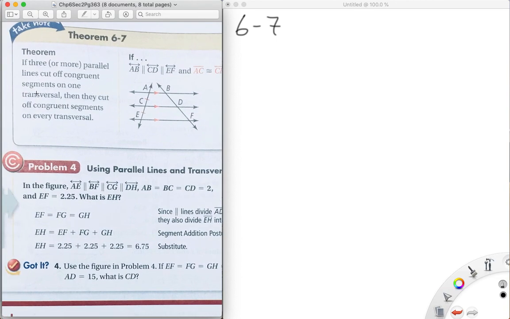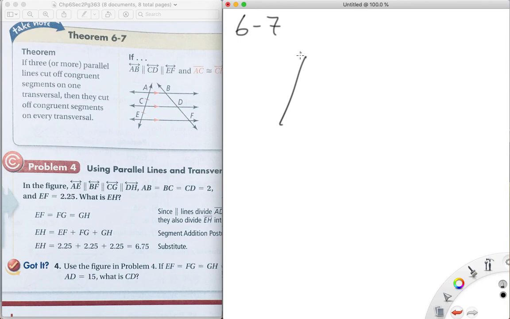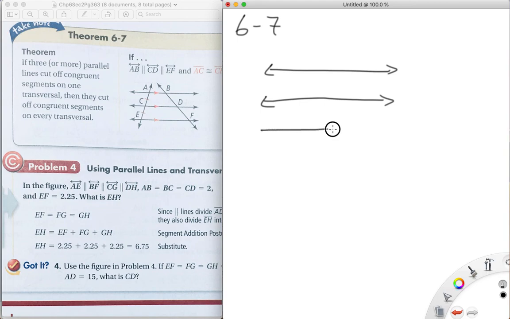If 3 or more parallel lines cut off congruent segments on one transversal, then they cut off congruent segments on every single transversal in the whole wide world. Okay, so what does that mean? So we have this transversal here. Actually, let's go A. This is what they're essentially saying.